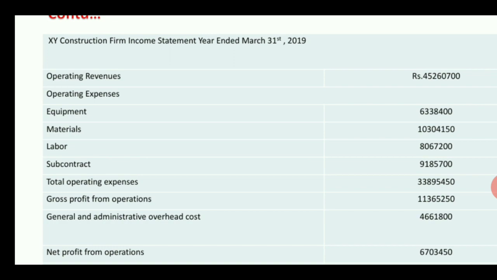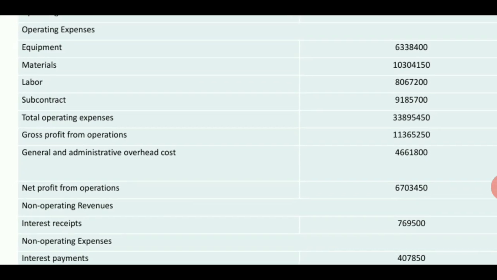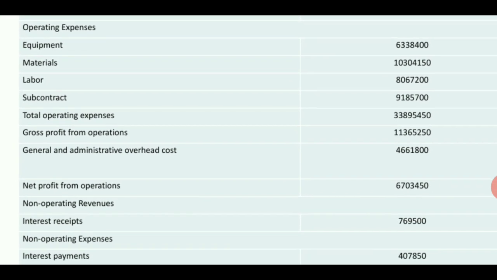Therefore, that becomes your gross profit from the operations. Okay, that means your operating revenues were something like 4 crore 52 lakhs, but when you have subtracted your operating expenses, you get the profit of 1 crore 13 lakh 65,250 rupees. Now, next comes the term general and administrative overhead cost.